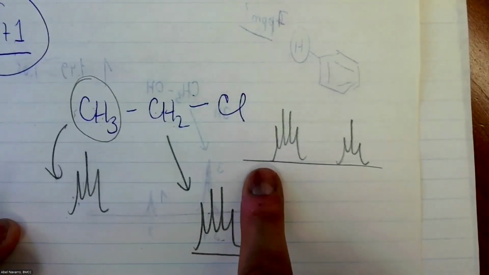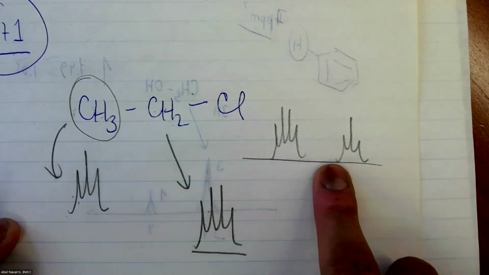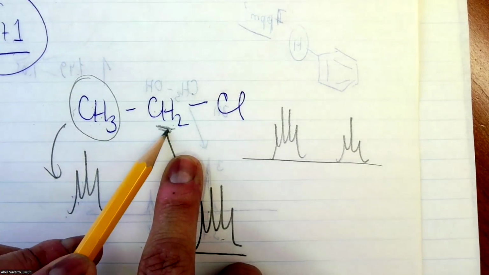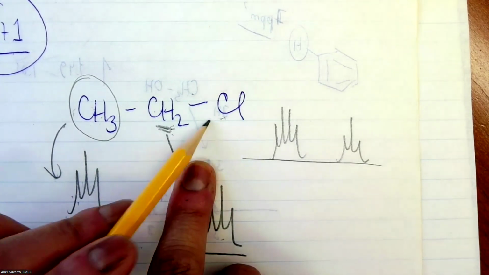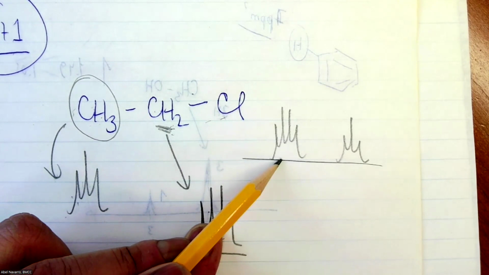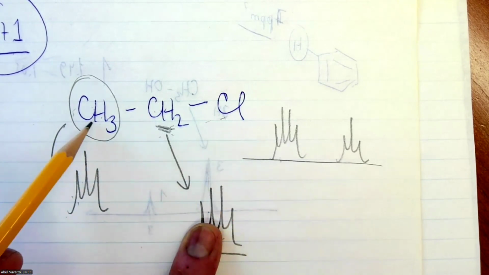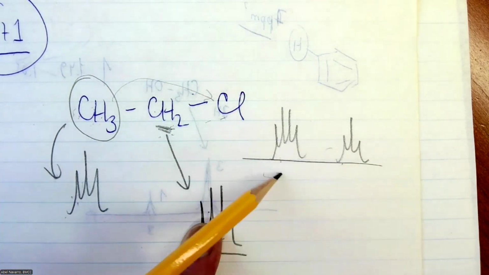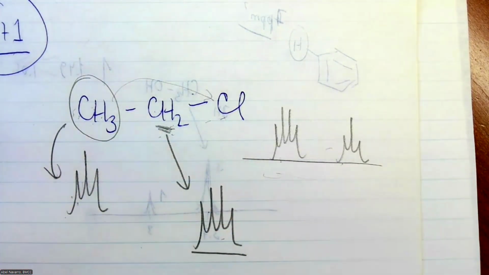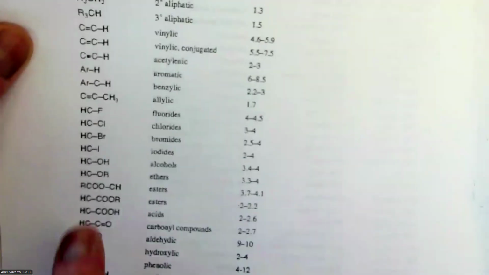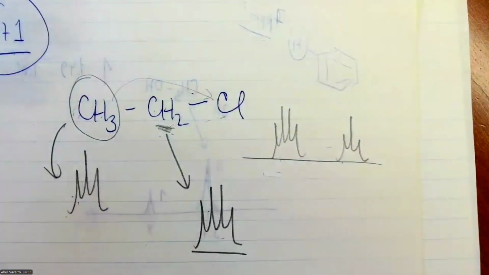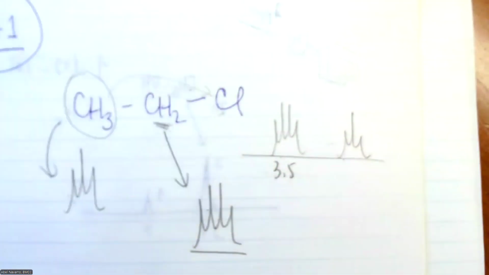Professor, how do you know that the quartet comes first and then the triplet comes later? Because this one is more de-shielded, it's more downfield, because it's right next to the chlorine. That's why it will be first. It will be more on the left. This one is farther from the chlorine, so it will be more on the right. I don't know the exact chemical shift, but I can tell you a CH2 next to a chlorine is about 3.5.